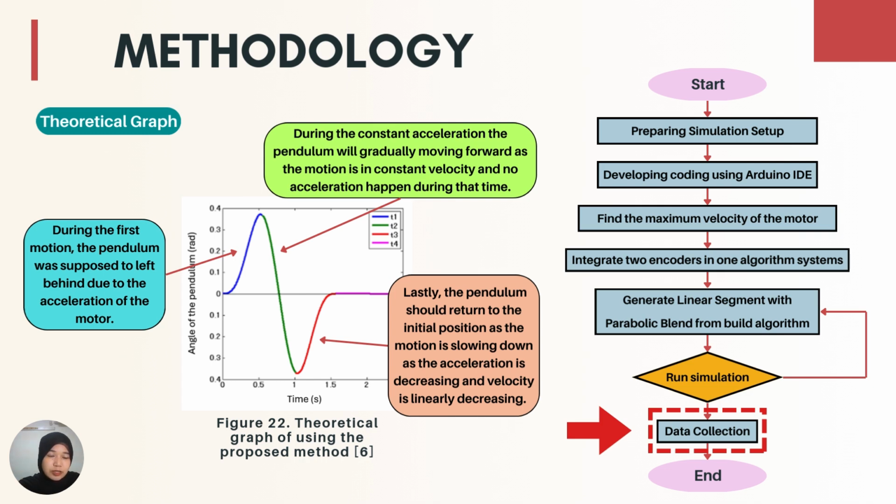During the first motion, the pendulum is supposed to be left behind due to the acceleration of the motor. During the constant velocity, the pendulum will gradually move forward as the motion is at constant velocity and no acceleration happens during that time. Lastly, the pendulum should return to the initial position as the motion is slowing down, as the acceleration is decreasing and velocity is linearly decreasing. This is the theoretical graph that we need to gain.